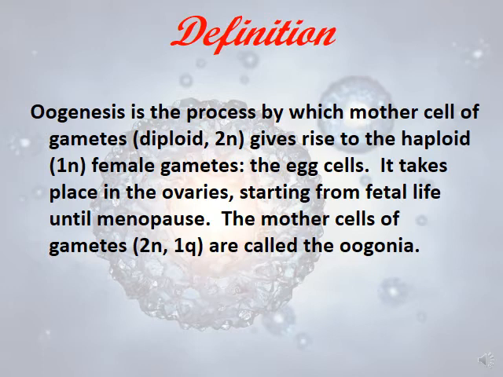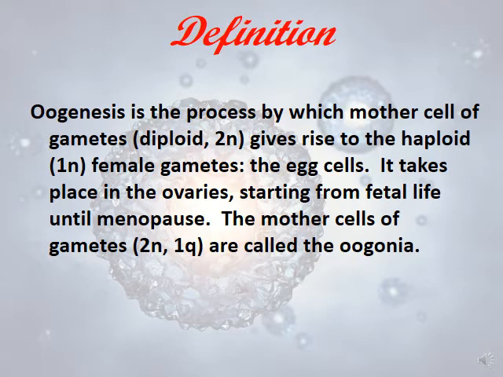This process takes place inside the ovary, starting from the fetal life until the menopause. Menopause is the stage where there is no production of the egg cells. This stage is known in Arabic as sin Meiosis.